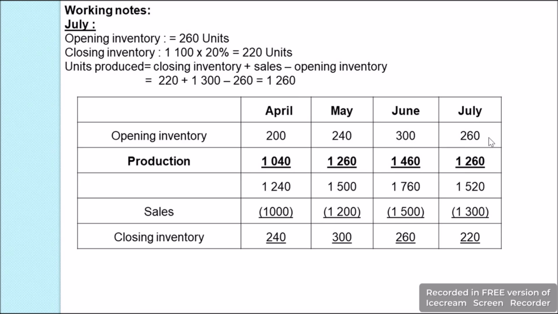So now we'll start with the opening inventory, which we have already mentioned as 260, plus the production, or the units to be produced, as 1260. When we add this, we get 1520. From here we subtract 1300, that is 1300 as sales, and we get the closing inventory as 220 units. So this is how we make the production budget.